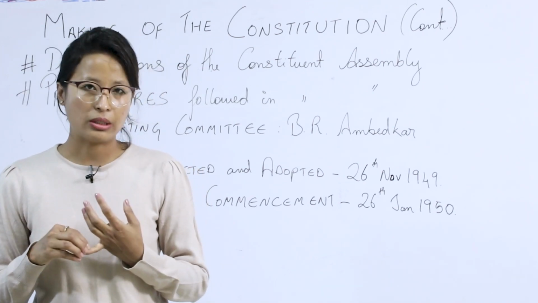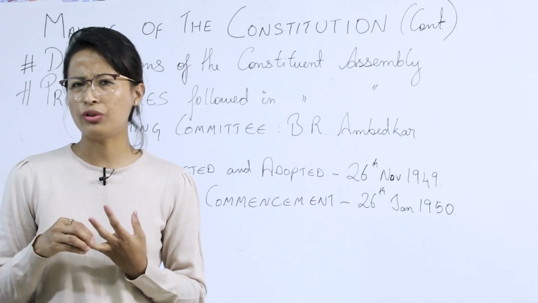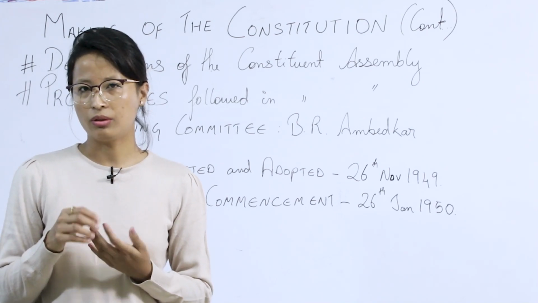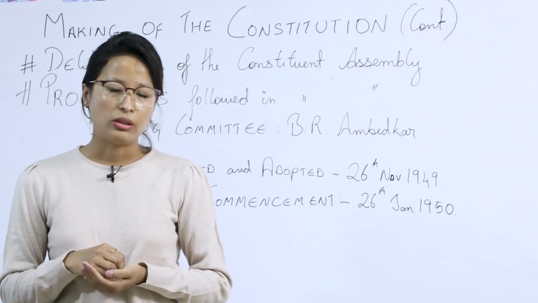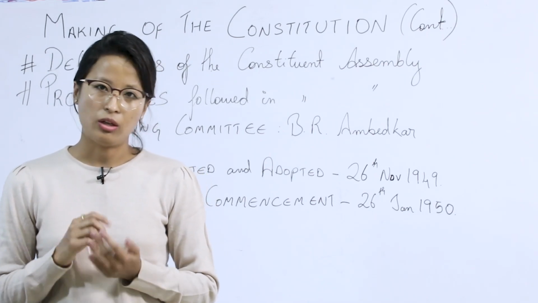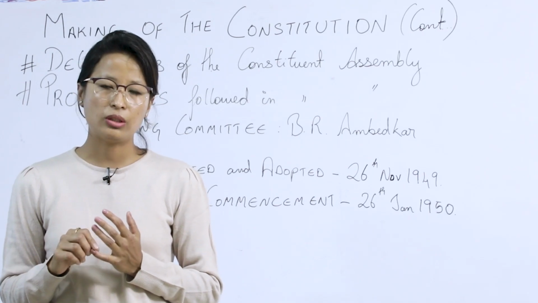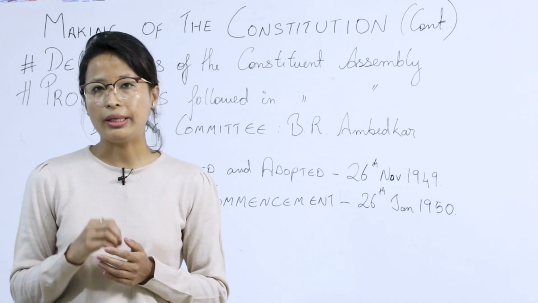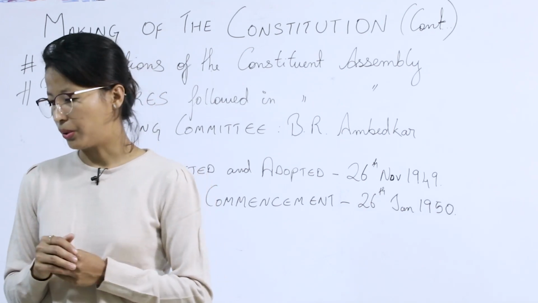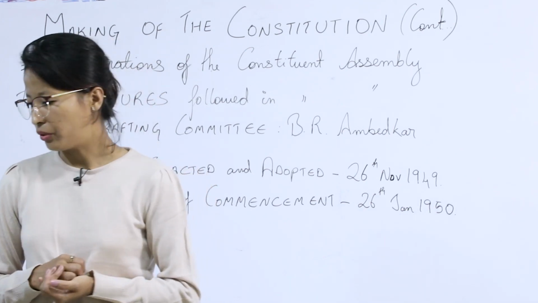Is it the Constituent Assembly, the Drafting Committee, or B.R. Ambedkar, or all of these? What will your answer be? Okay, the answer is the people of India. None of these committees, not the Constituent Assembly, not the Drafting Committee, nor B.R. Ambedkar. It is the people of India.